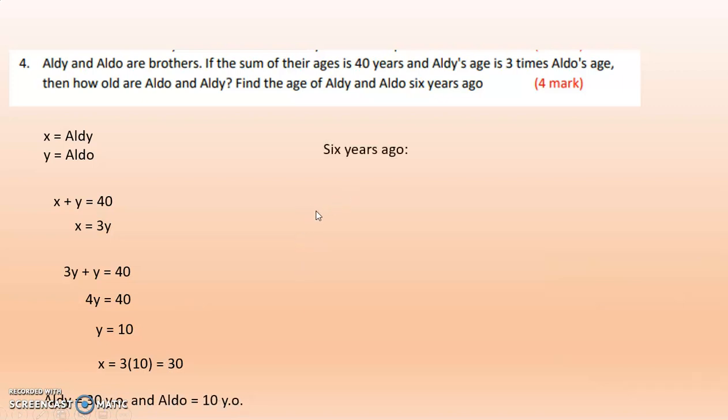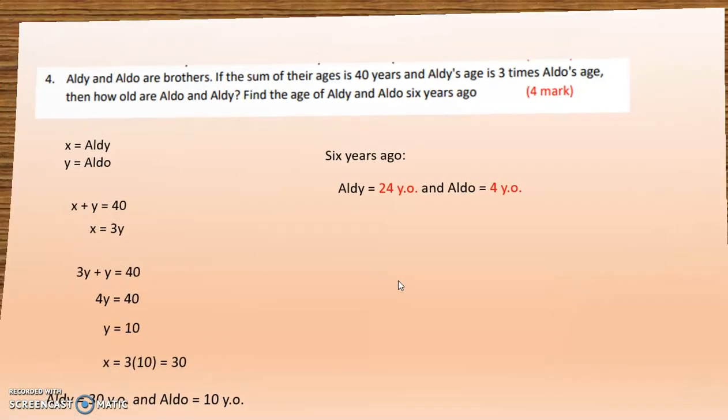And then 6 years ago, we minus by 6. 30 minus 6 equal 24. 10 minus 6 equal 4. So okay.